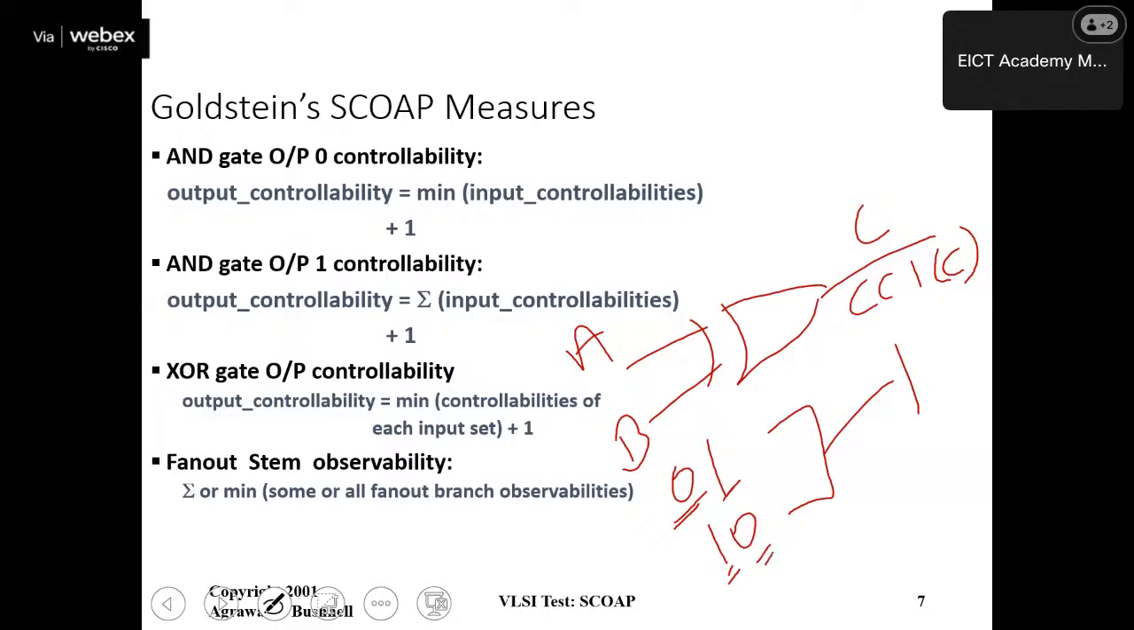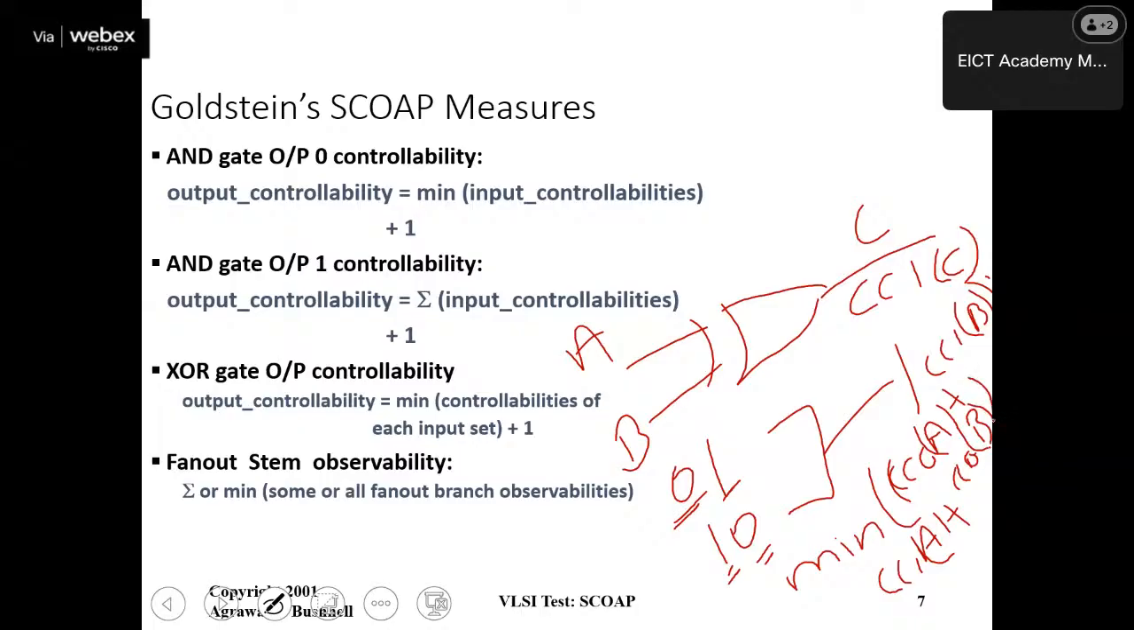So minimum of these two. So my formula becomes minimum of CC0 of A plus CC1 of B, comma, CC1 of A plus CC0 of B, and plus 1 because one level is changed.